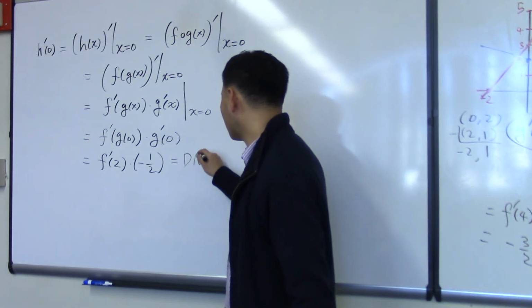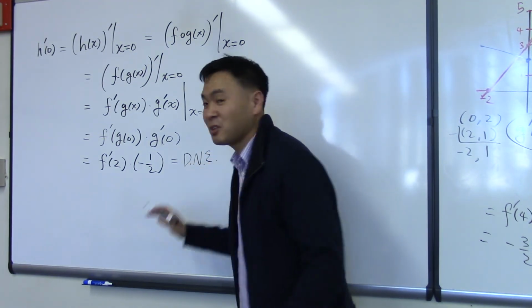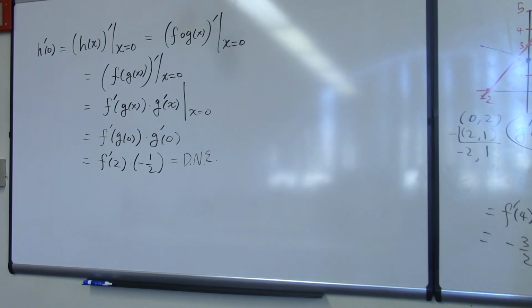Right. So in that case, the answer to this, which could be possible, right? Not all derivatives should exist. So even after this long hard work, the answer is that h of x does not have a derivative at 0.